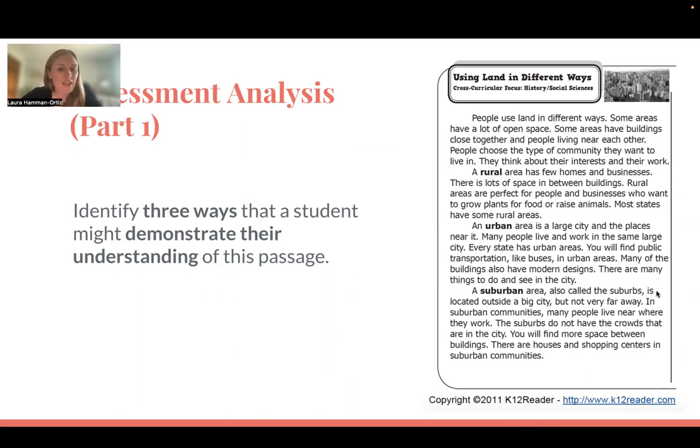urban and suburban. So if you were going to be assessing what students learned from reading this passage, I want you to think of 3 different ways that a student could show you that they understood the content. So go ahead and pause the video if you want to take a look and think for yourself before I show you some ideas of what a student could do, especially an MLL, to show you that they understood the content or understood the difference between rural, urban, and suburban.